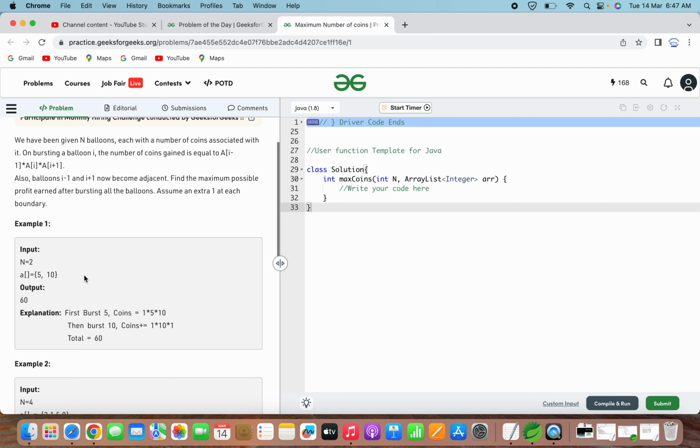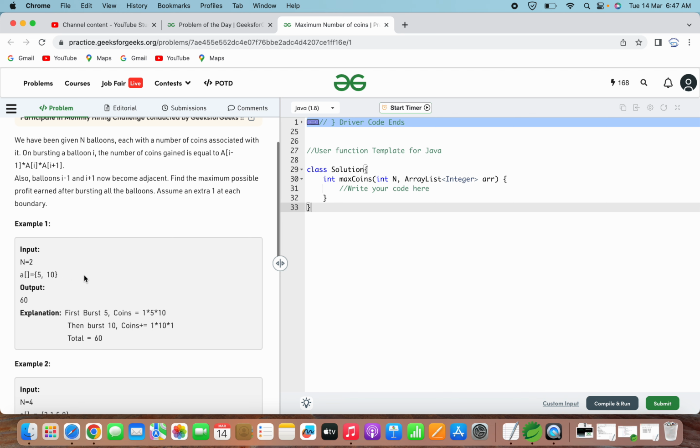Looking at example number 2, where it is said the number of balloons is 4 and the number of coins associated with them is given in array A. So here it is said the output is 167. Here, initially when we are bursting 1, at that time we will get the number of coins as a of I minus 1, that is 3 before that, a of I and a of I plus 1. So 3 into 1 into 5, that is this one.